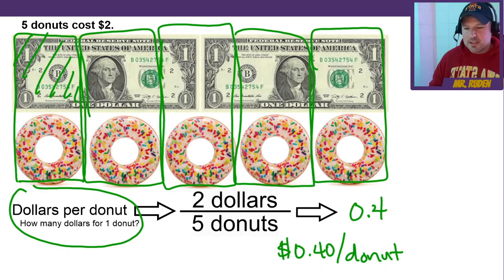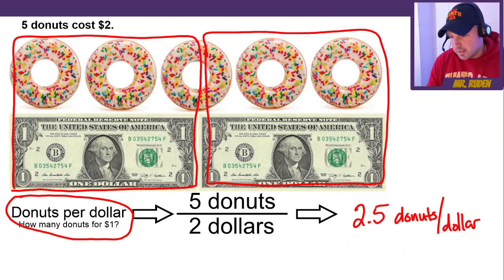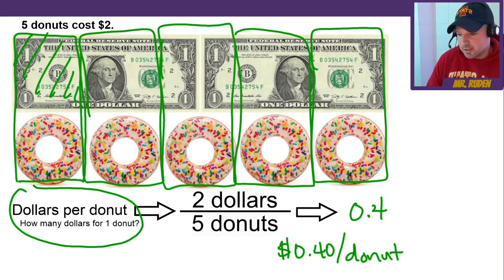So again, see the difference between these two unit rates. It really matters which way you divide when you're finding a unit rate. Here we wanted to know donuts per dollar. How many donuts does $1 pay for? And here we wanted dollars per donut. How much does it cost for just one donut? Now it can get confusing, but just let the words tell you which direction to divide, and hopefully that'll help you out. Okay? Thanks.